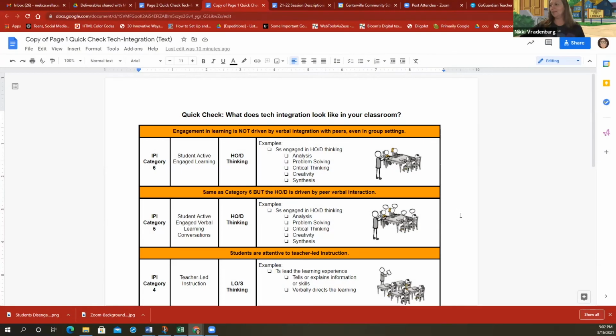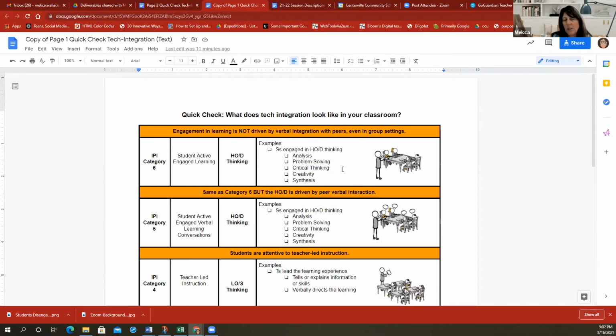All right, Mekca, what is your favorite tech integration framework? Dr. Jerry Valentine from the University of Missouri created IPI, which stands for Instructional Practices Inventory. And he created that around 1997, if I remember correctly.